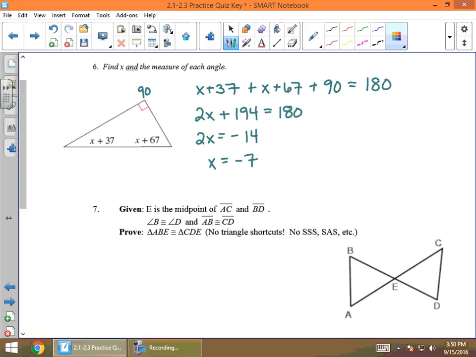This angle right up here, 90 degrees. This angle down here is negative 7 plus 37. Negative 7 plus 37 is 30 degrees. And this angle down here, negative 7 plus 67 is 60 degrees. So this is a 30 degree, 60 degree, 90 degree triangle. If I were to add those three values up, it absolutely adds up to 180.